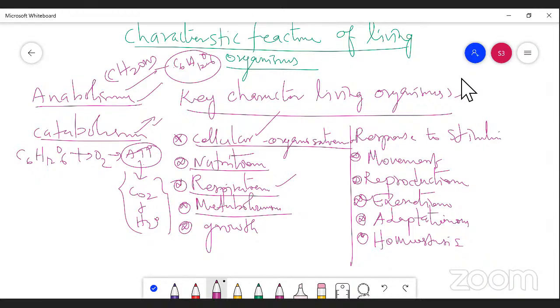So, metabolism includes two chemical reactions. One is anabolism, the second one is catabolism. These two events together are called the metabolic process. All living things must maintain the metabolic process.